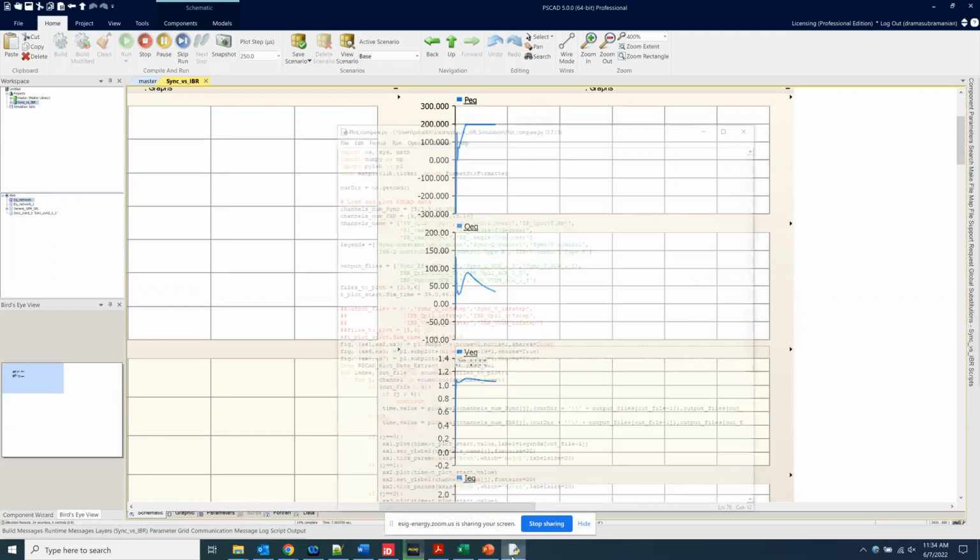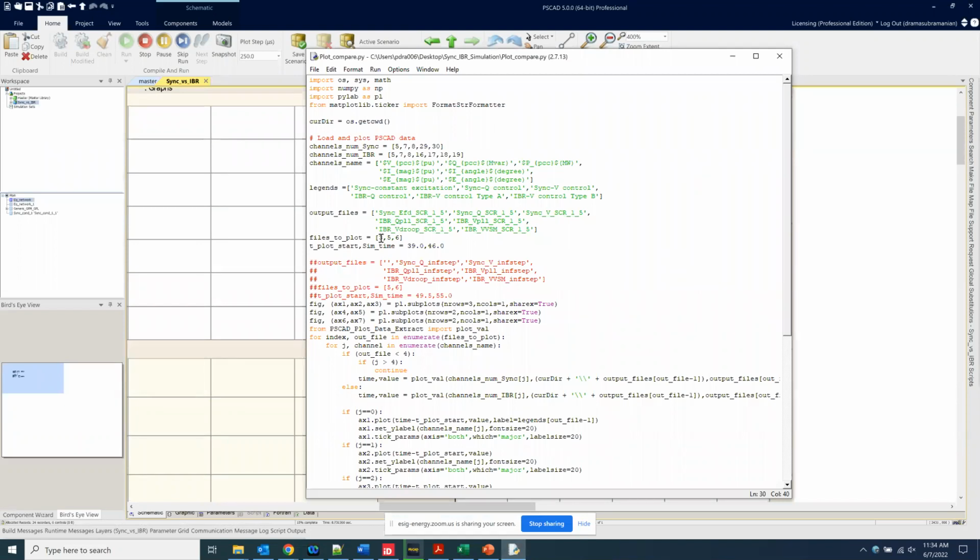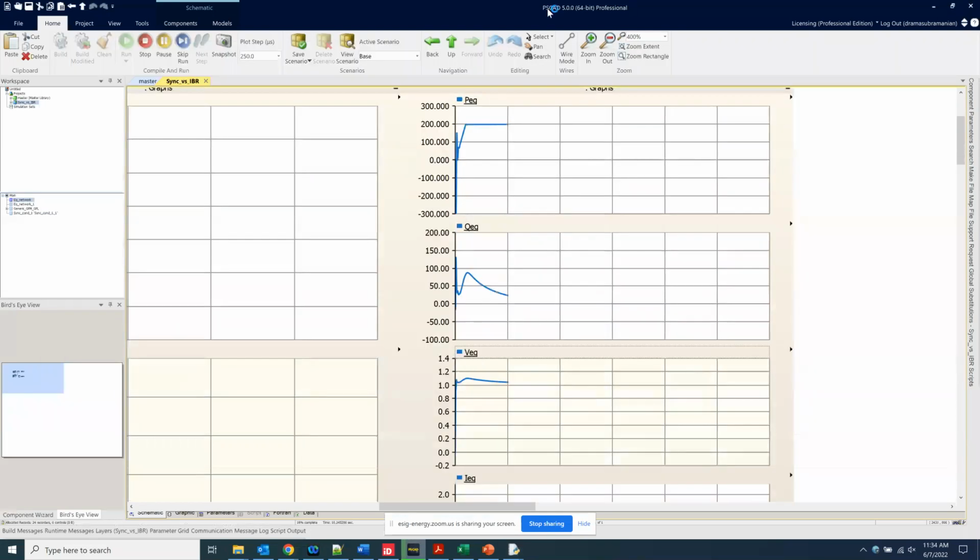As this runs, I'll just plot the results here so that we can see what happens. It'll take some time to run. Essentially, we're going to wait for the machine to come to steady state. We are then going to change the short circuit strength, and we're going to see what happens.